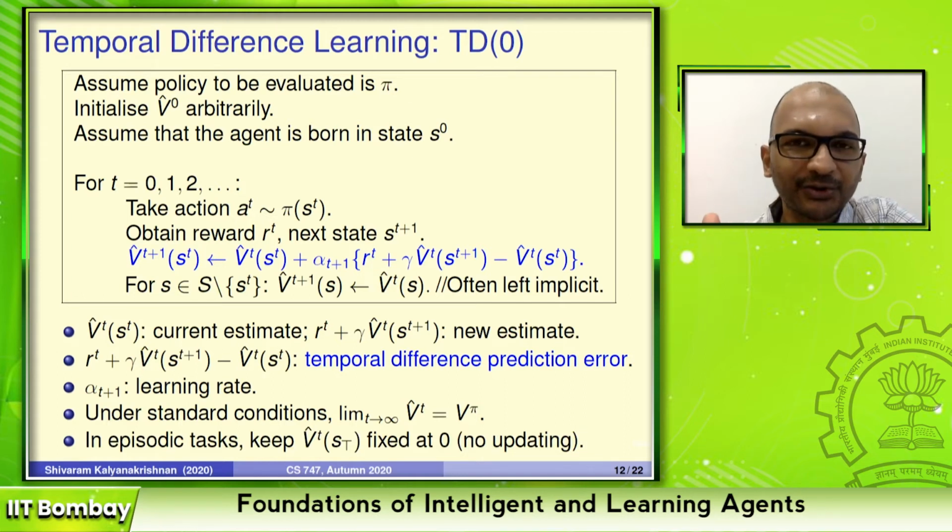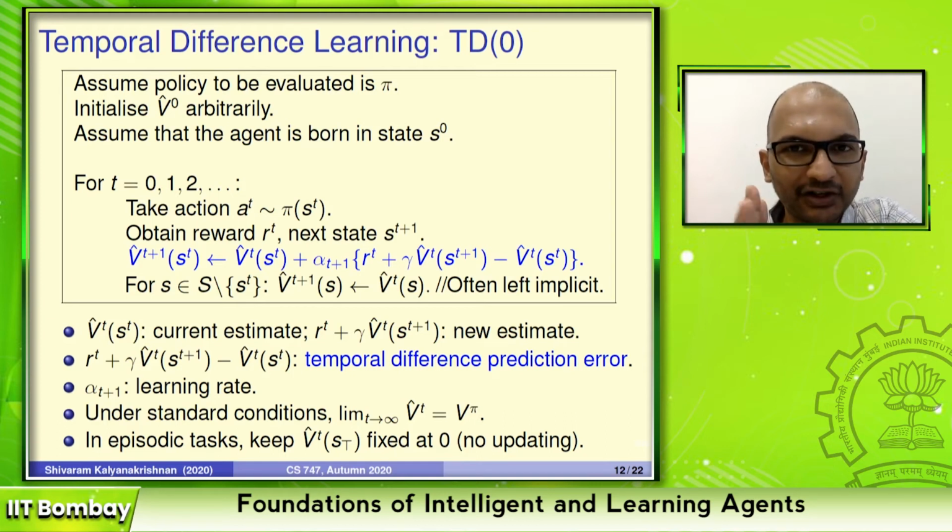I have written down the pseudocode assuming that it is a continuing task. So this is the reason that T goes from 0, 1, 2 forever. You just need to make a minor change if you're doing this on an episodic task. When we were discussing Monte Carlo, actually we were doing it with episodic tasks.